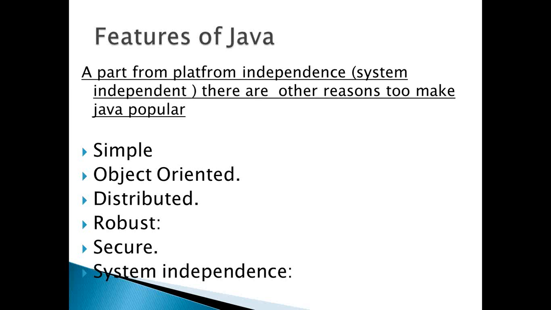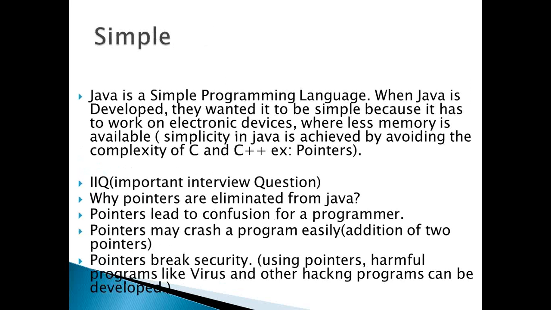People are aware that system independence is one reason, and another reason is simplicity. What I said, the primary intention of designing this programming language was making it simple. When they worked on C and C++, they saw that pointers is a concept which is quite complicated. They also realized that by using pointers, hackers can attack software easily and the software can get hacked very quickly. So Java people have removed this concept. You will not find any pointers in the Java programming language, so it's very simple to learn and easy to understand.